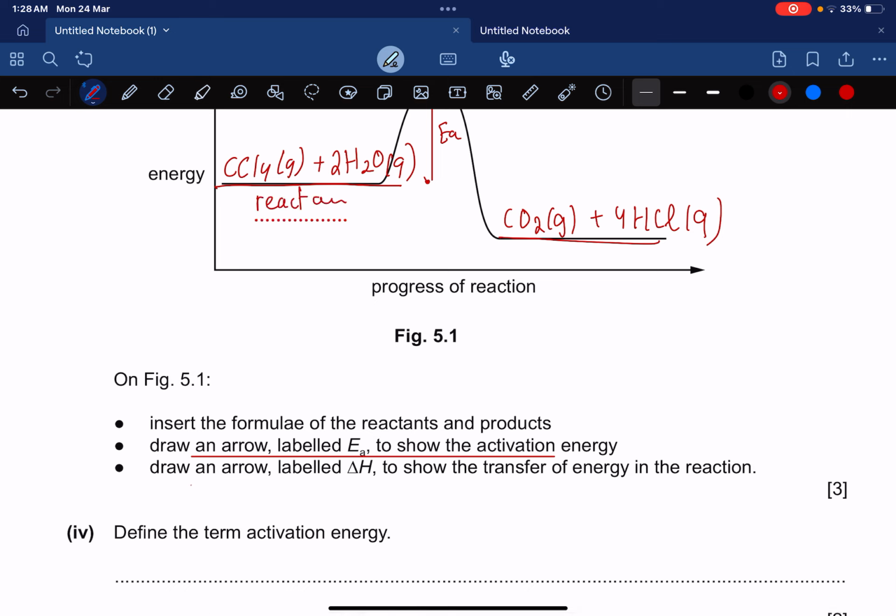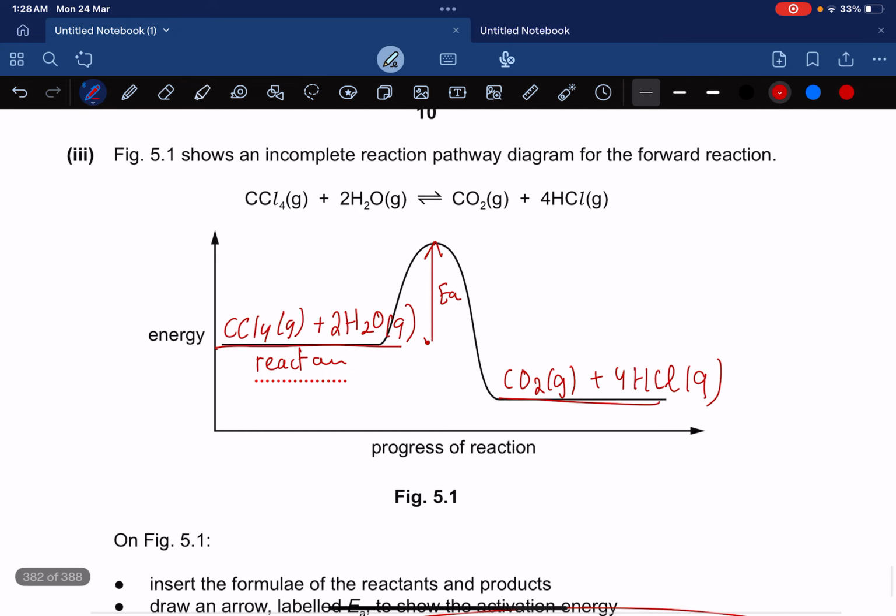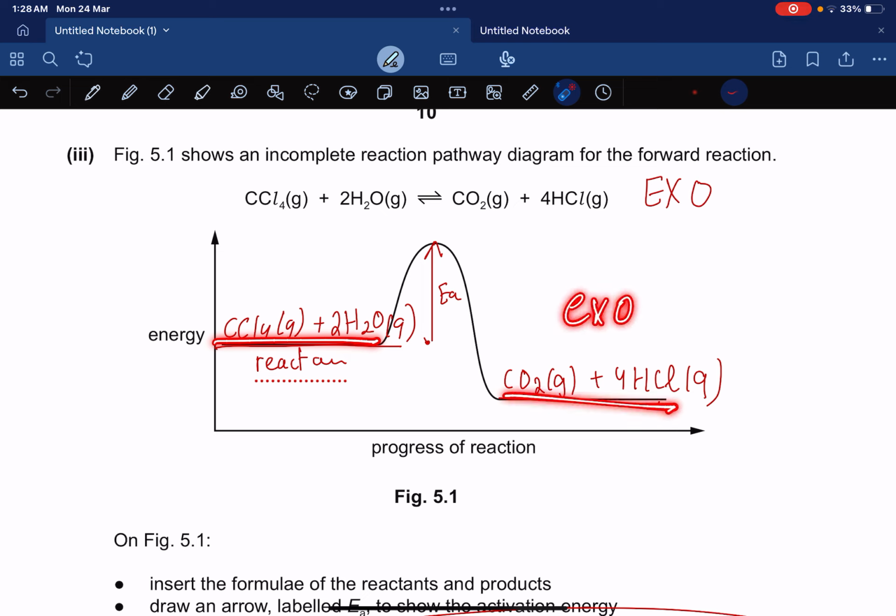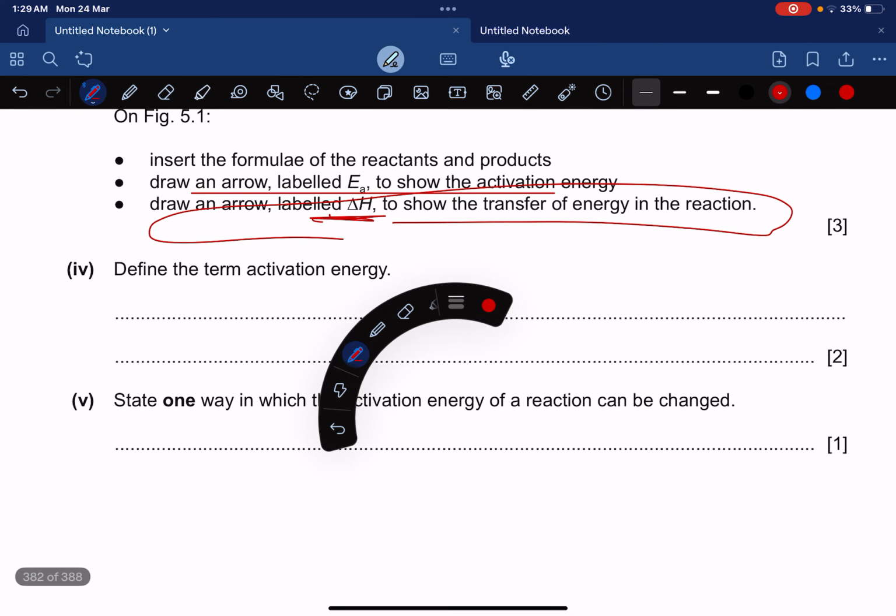Draw an arrow labeled delta H, the enthalpy change, to show the transfer of energy for the reaction. This is an exothermic reaction. How do I know it's exothermic? Because the reactants have more energy and the products have less energy. So it's an exothermic reaction, and in exo the arrow goes downwards from the reactants to the products. So the arrow for the enthalpy change goes downwards from the reactants towards the products, labeled delta H. Done.